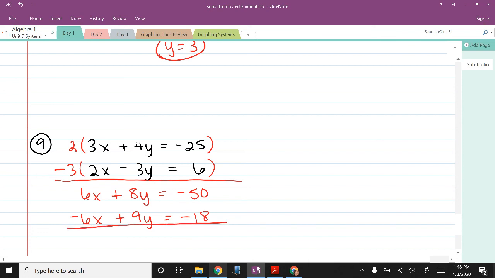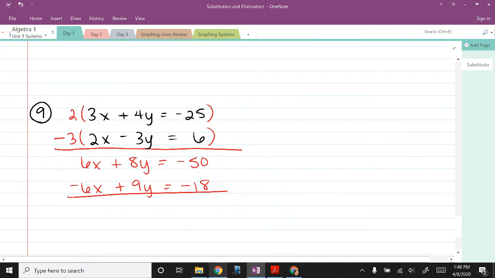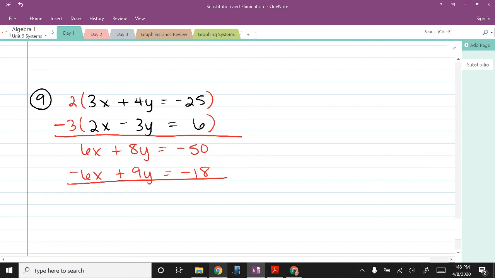All right, draw my line. Now, my x's are ready to cancel out. I got a +6x and a -6x, so those make 0. So those go away. So now my y's, +8y plus 9y, 17y, equals -50 minus 18 is -68. And I divide both sides by 17. And I get y equals -4.